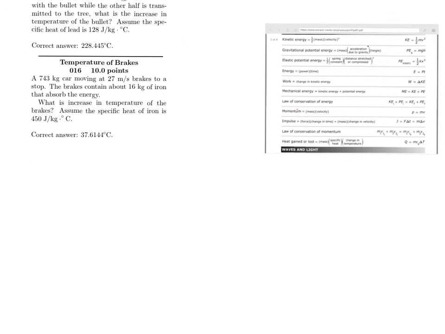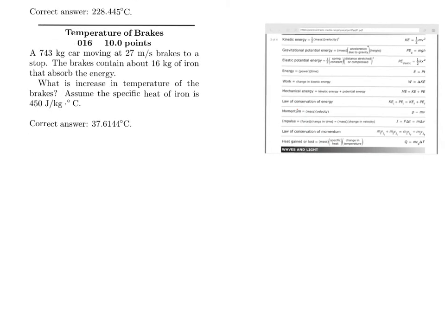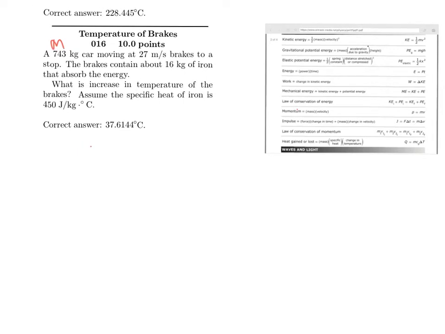All right, here's 16. Okay, so right here, this is mass. But how many masses am I dealing with in this problem? Let's see. 27 meters per second, this is your velocity, to a stop, so your change in V would be 27 because you're going from 27 to 0. The brakes contain 16 kilograms. Oh, I have another mass, so what should I do to differentiate this? This is M1, and this is going to be M2, of iron that absorbs energy. What is the increase in temperature?